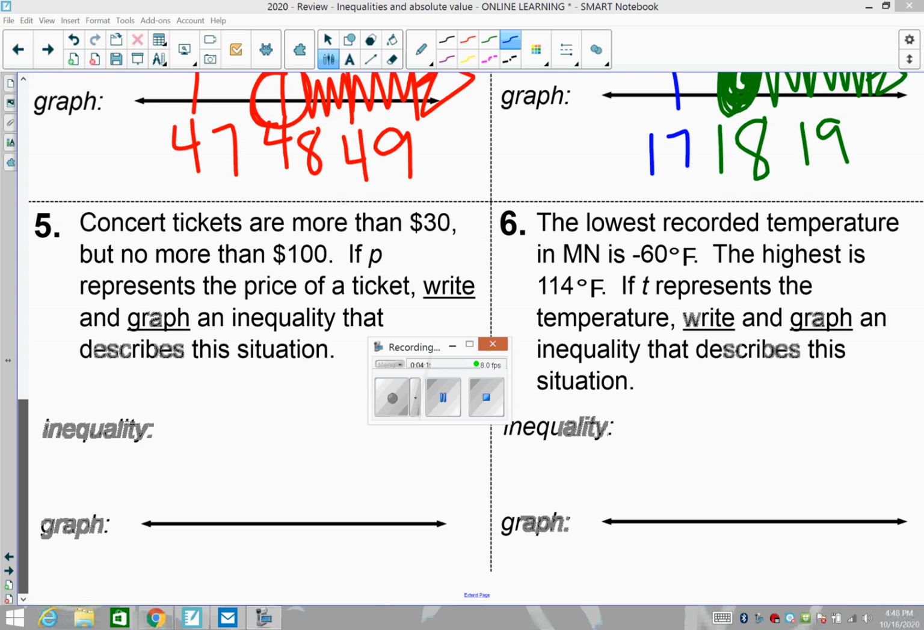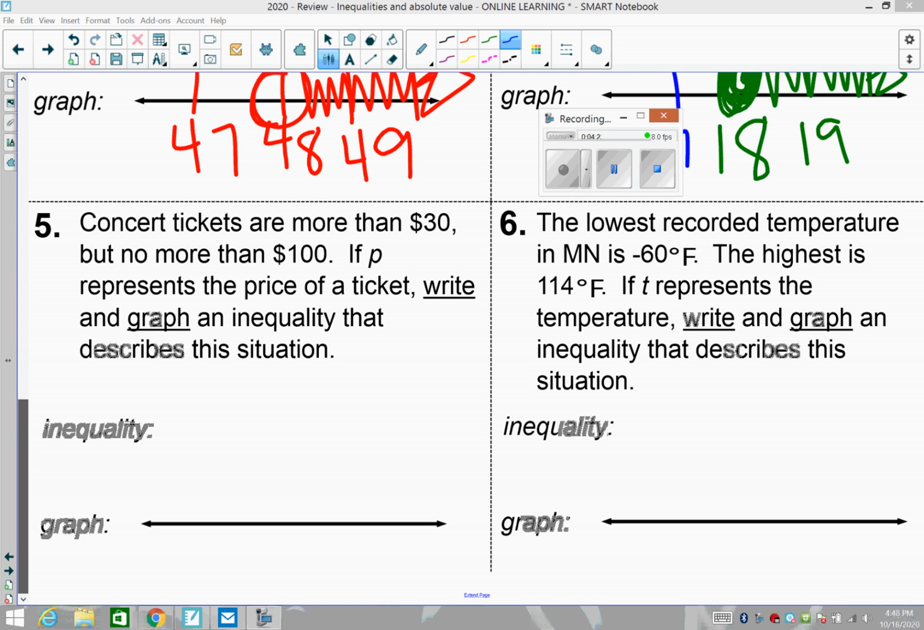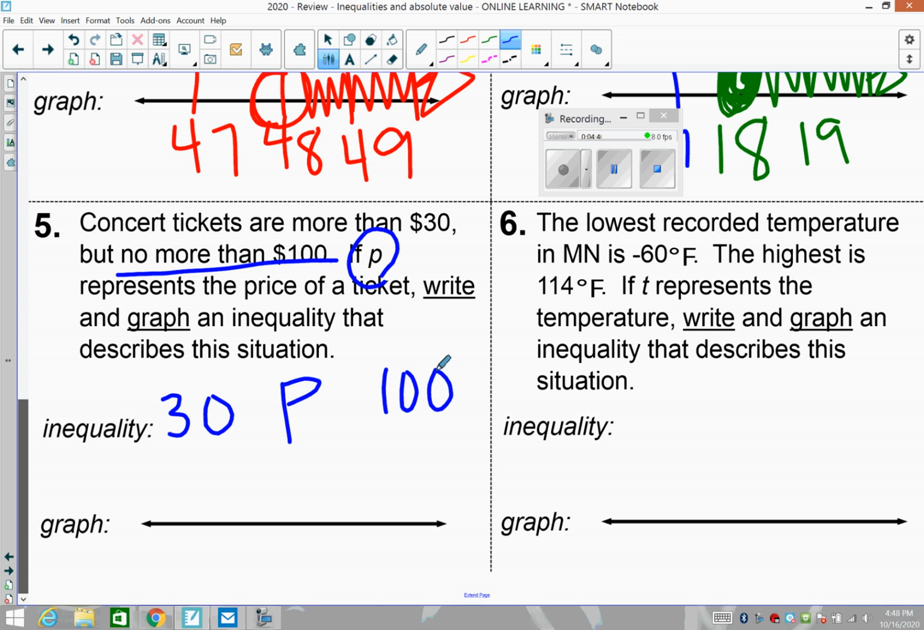Question 5. Concert tickets are more than $30. More than, not equal to, more than $30. But they're not more than 100. So the price of the tickets are between 30 and 100. They're not more than 100, which means they could be equal to. Now that's that tricky analogy where the variable lives in the middle and the alligators have to go in that direction. That means that 30 is less than the price, which is less than or equal to 100.